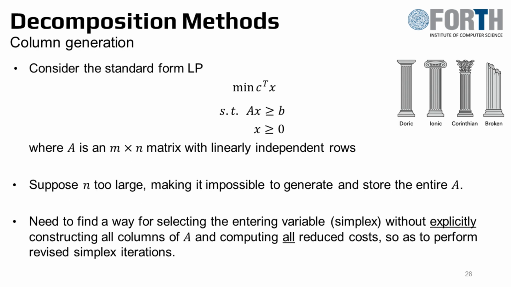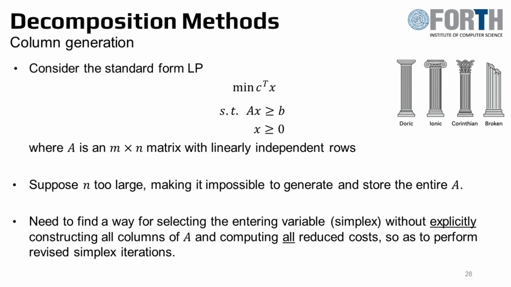Let us now formalize the setting. Consider a linear program in standard form. Minimize c transpose x subject to Ax greater than or equal to b, x greater than or equal to 0, where A is an m by n matrix with linearly independent rows. Now suppose that n is extremely large, so large that we cannot explicitly generate and store all columns of A. In this situation, even computing all reduced costs explicitly becomes impossible.